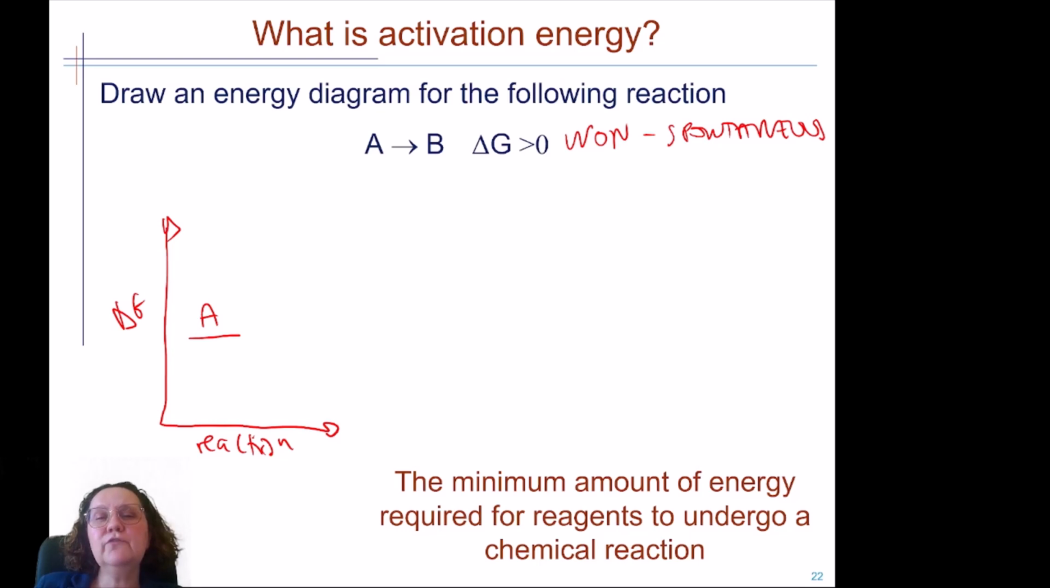Okay, so hopefully you chose to put your products higher than the reagents. And that is what it means to have a non-spontaneous reaction. It means the reagents on their own, left to their own devices, do not have enough energy to make the products. If you want to make the products, you need to provide that energy difference. That's what we really mean when we talk about non-spontaneous.